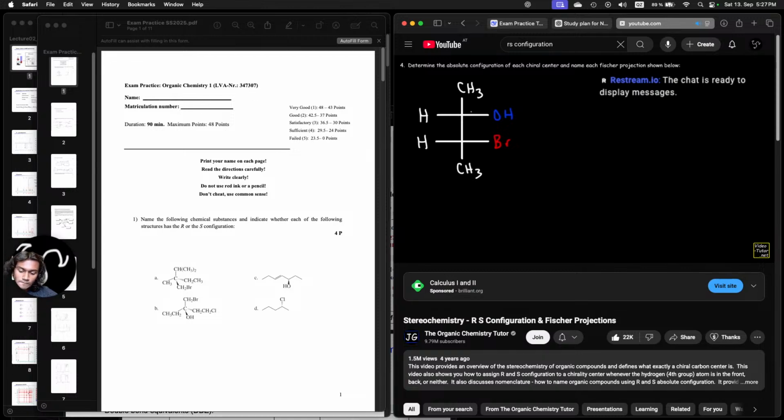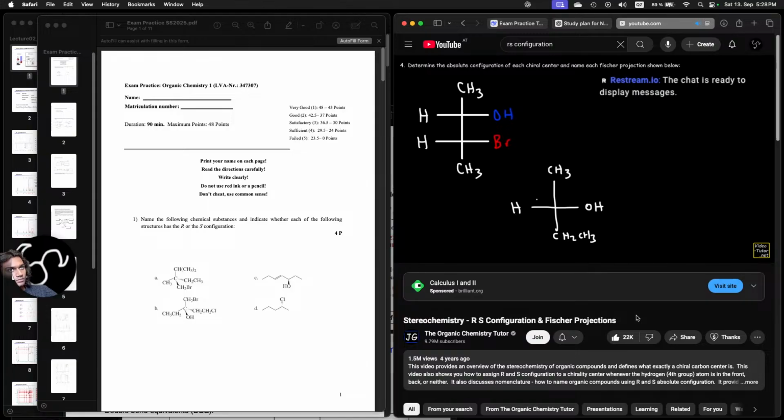When dealing with Fisher projections, it's easy to determine the chiral center. So we have two chiral centers, which means that we have 4 possible stereoisomers for this particular structure. Now, before we determine the absolute configuration of each chiral center, let's talk about Fisher projections. So let's say we have this particular Fisher projection. Let's make this an ethyl group. And let's say this is hydrogen, this is OH.